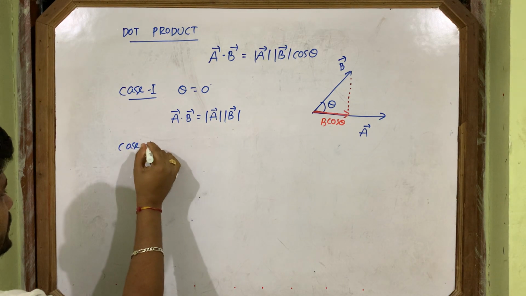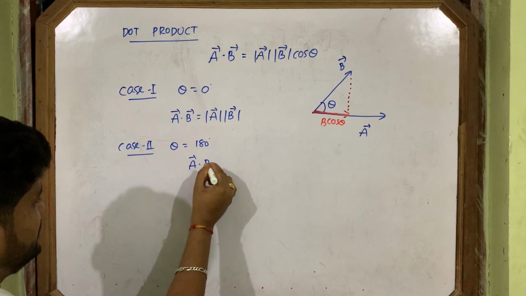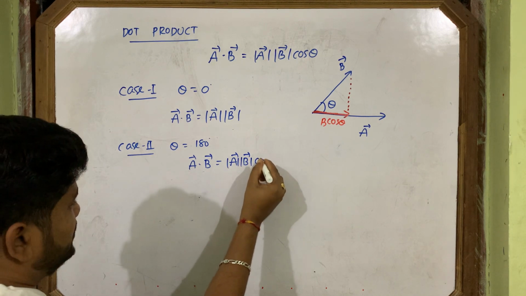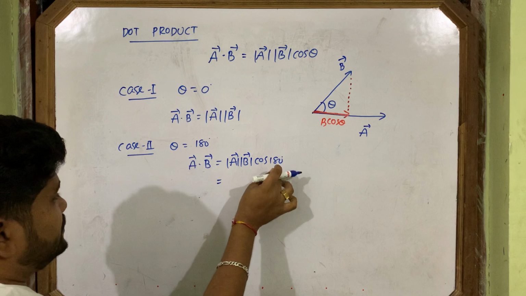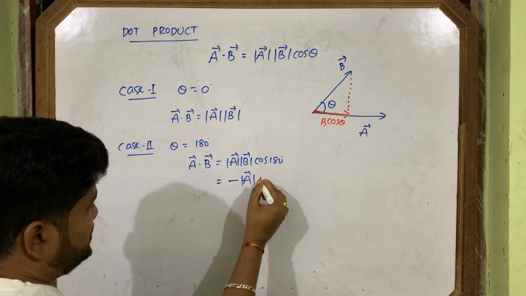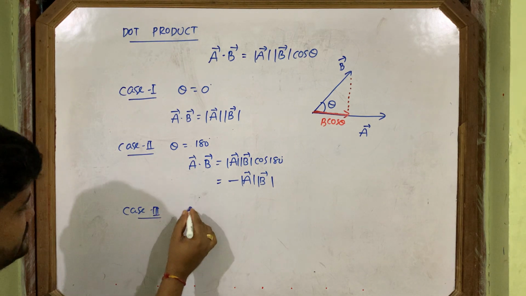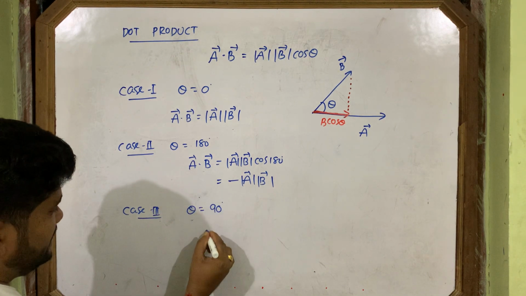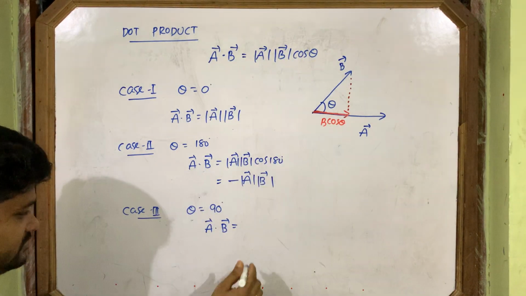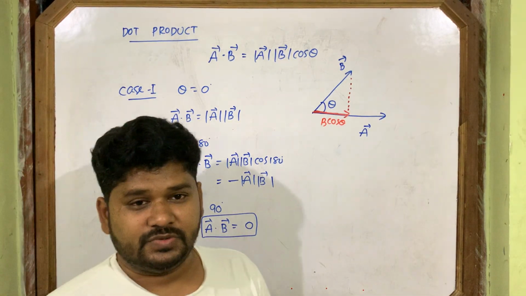Case 2, when theta is equal to 180, then A vector dot B vector is equal to A mod B mod cos 180. So minus A mod B mod. Then case 3, theta is equal to 90 degrees. Then A vector dot B vector is equal to cos 90 value. How much? 0. A vector dot B vector equals 0.